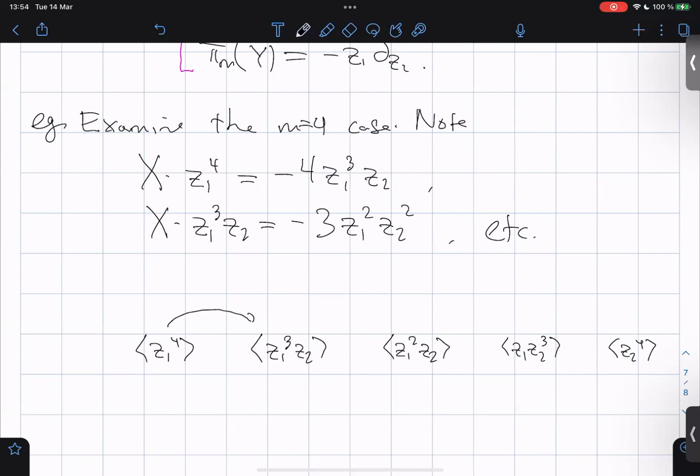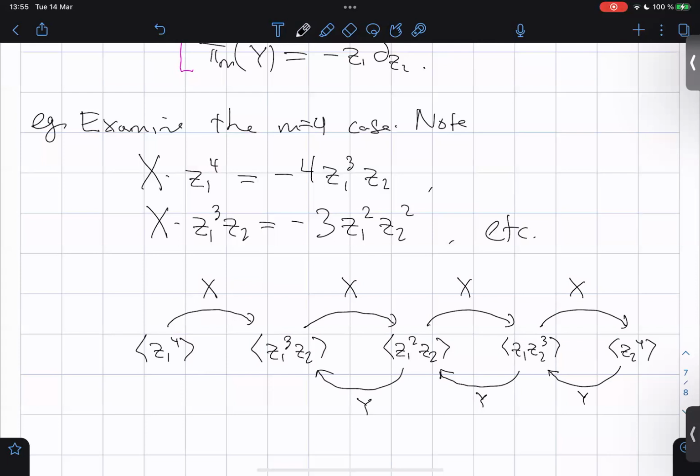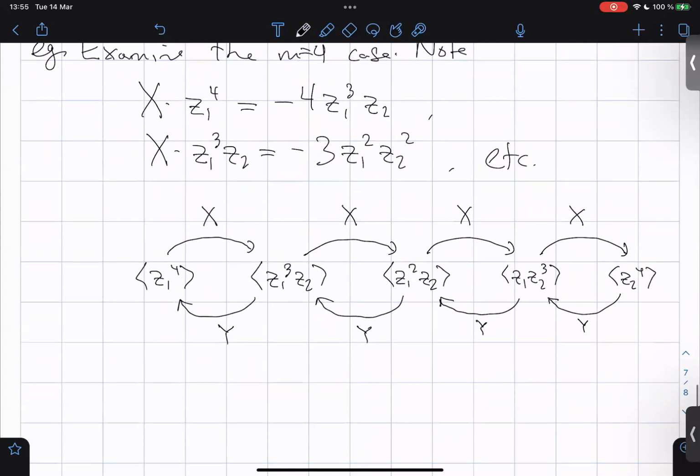So what is X doing to this first Z1 to the power 4? It moves it over to this next subspace. X is also called the raising operator. If you get to the end, to the 4th, and hit it with X again, it kills it. It's going to go to 0. Y, also called the lowering operator, moves in the other direction.